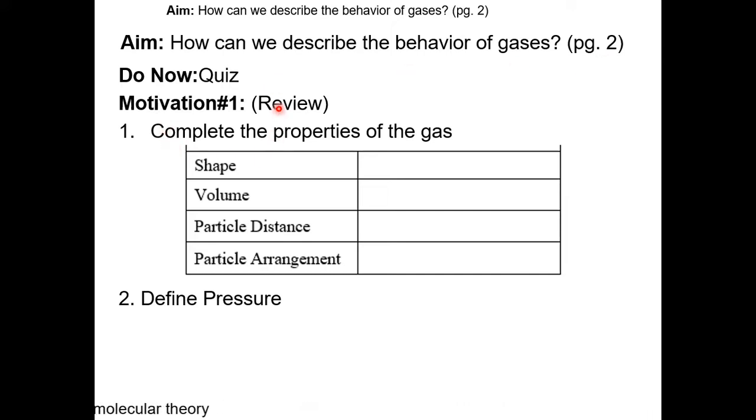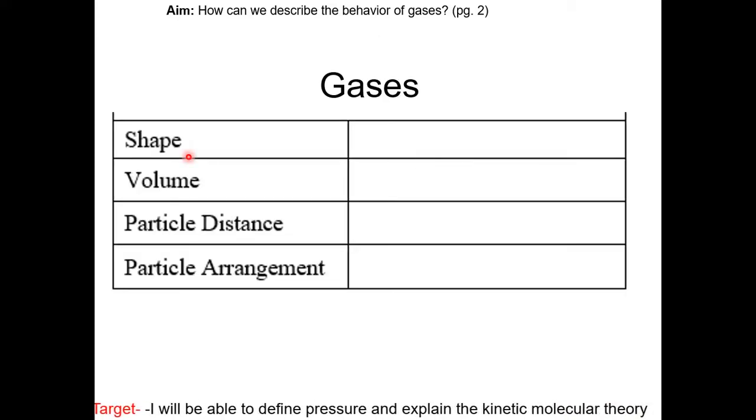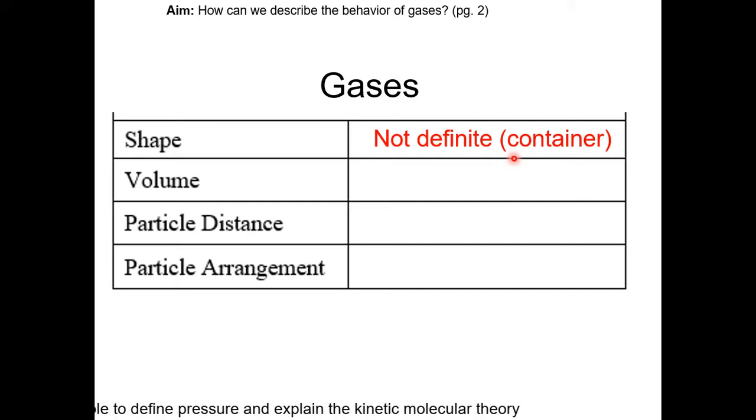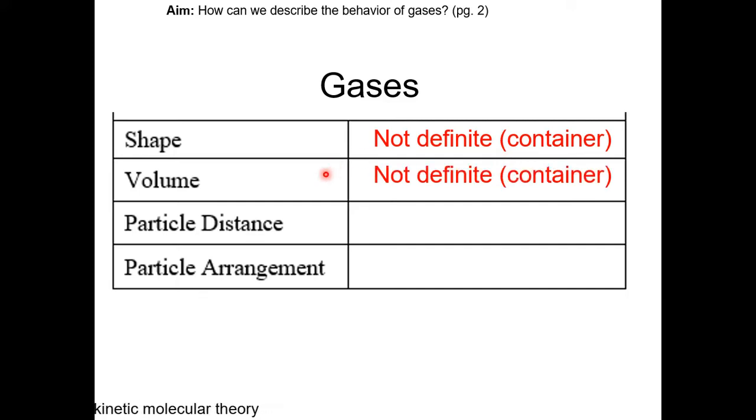Motivation, this is review. Complete the properties of a gas. The shape of a gas is indefinite. It takes the shape of a container. The volume of the gas is also indefinite. It's based off the container. The particle distances in the gas is variable. The particle arrangement in the gas is random.